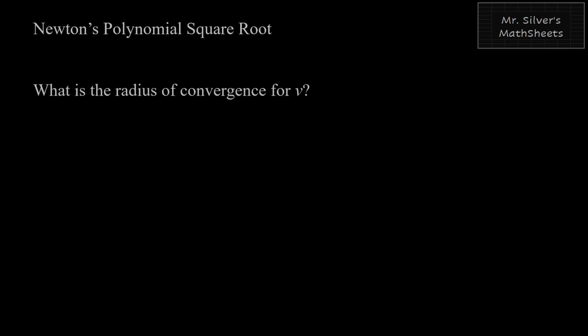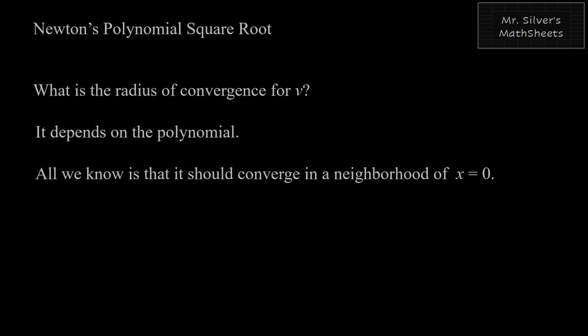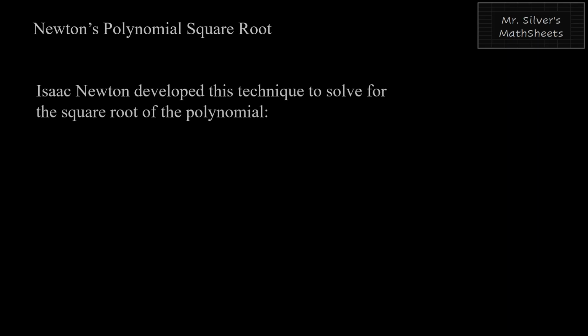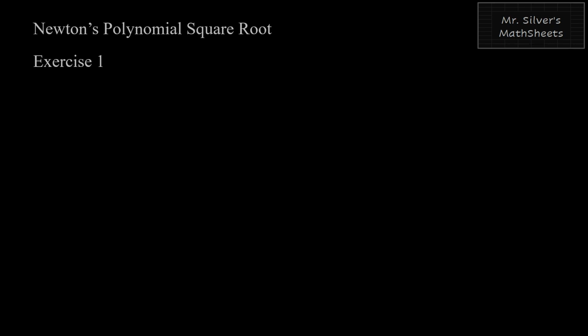So what is the rate of convergence, the radius of convergence for v? It depends on the polynomial, and that's kind of an unsatisfactory answer, but it's true. We don't really know. Isaac Newton developed this technique to solve for the square root of the polynomial 1 minus x. And so we'll go through his calculation.